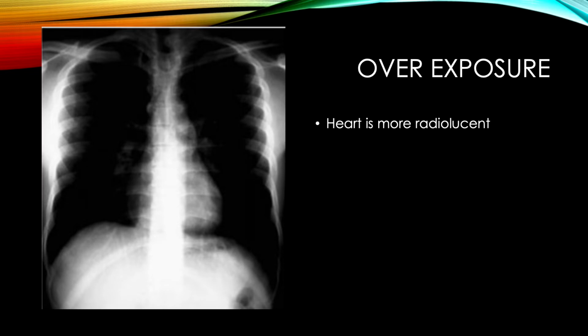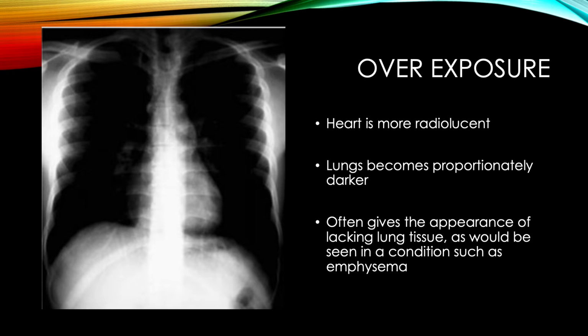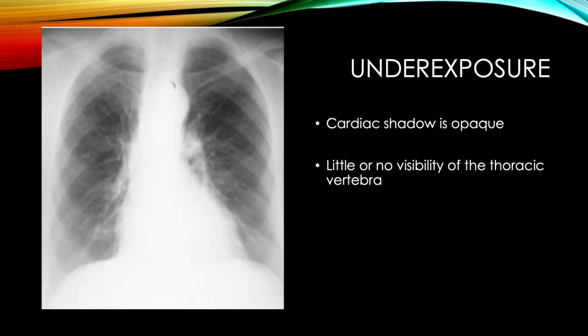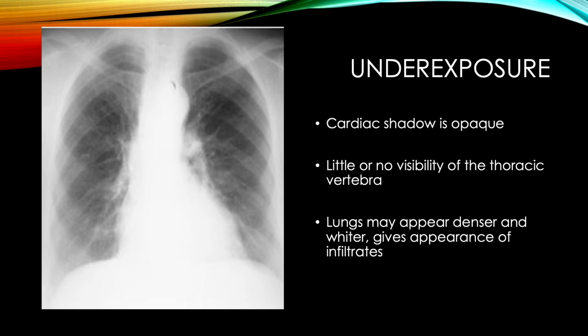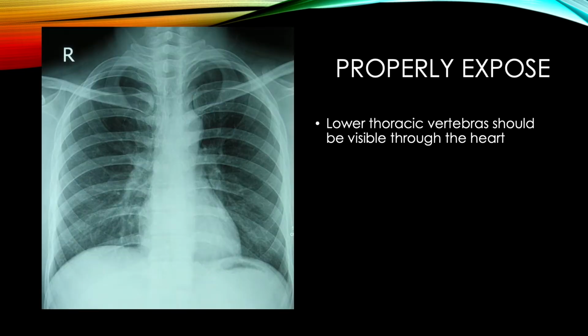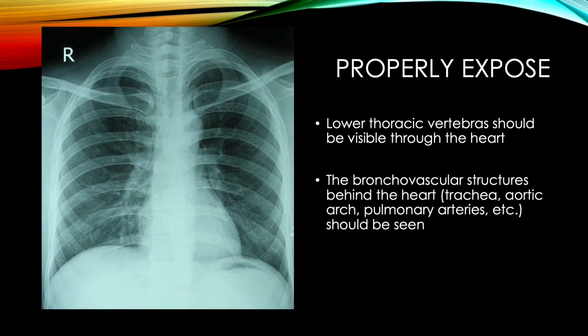On an overexposed film, the heart is more radiolucent. Lungs become proportionally darker and often give the appearance of lacking lung tissue, as would be seen in a condition such as emphysema. On the contrary, on an underexposed film, the heart is more opaque. The thoracic vertebrae are poorly seen, and the lungs may appear denser and wider, giving the appearance of infiltration. If the film is properly exposed, the lower thoracic vertebrae should be visible through the heart and the bronchovascular structures behind the heart should be seen.